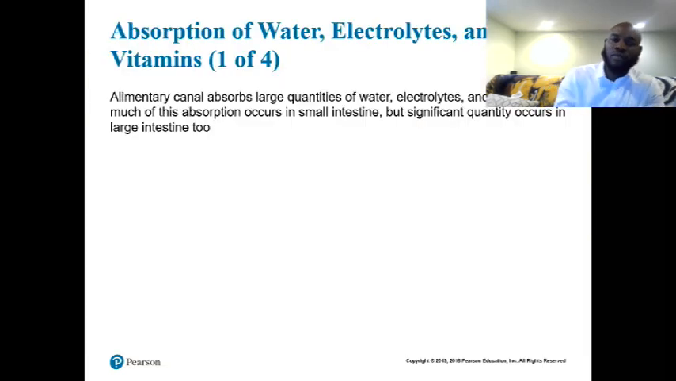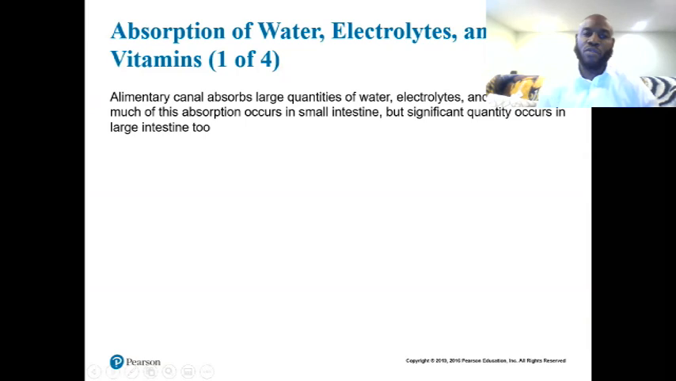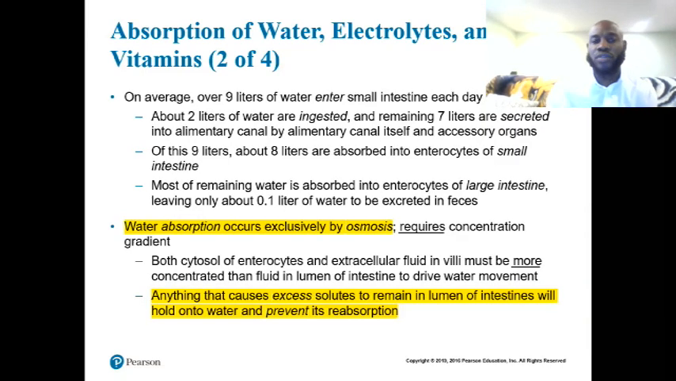Now, water, electrolytes, and vitamins. Obviously, it's important to drink water. Everybody has been telling you that since you were young. Drink more water. It's very important. The alimentary canal, especially the large intestines, absorbs large quantities of water, electrolytes, and vitamins. Most occurs in the small intestines, but significant quantities occur in the large intestines too.